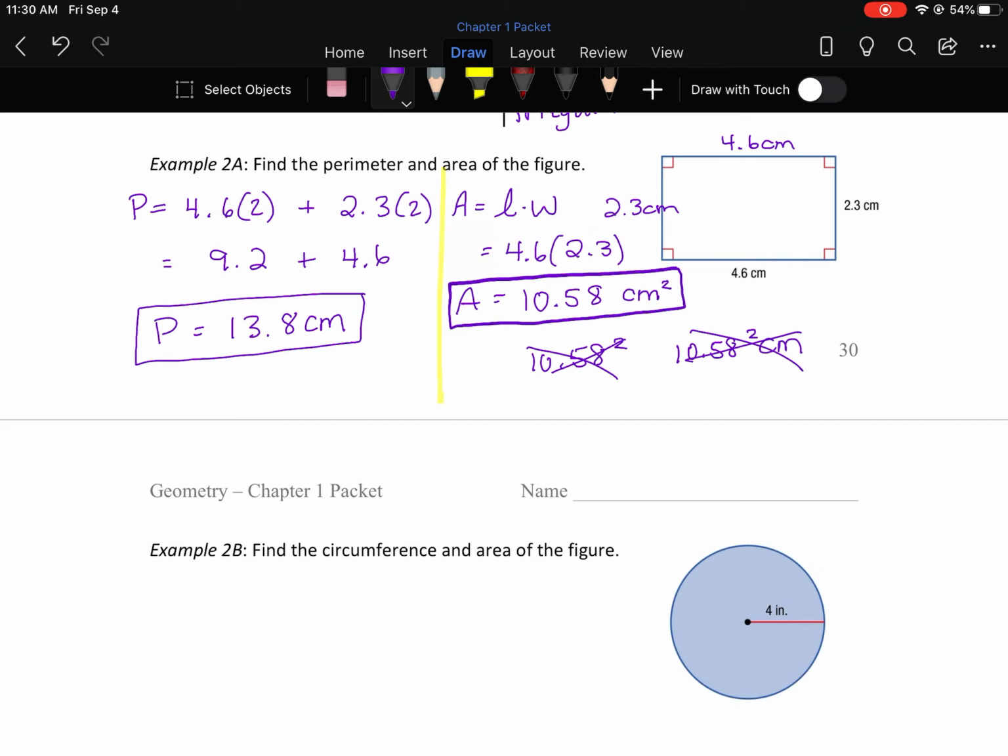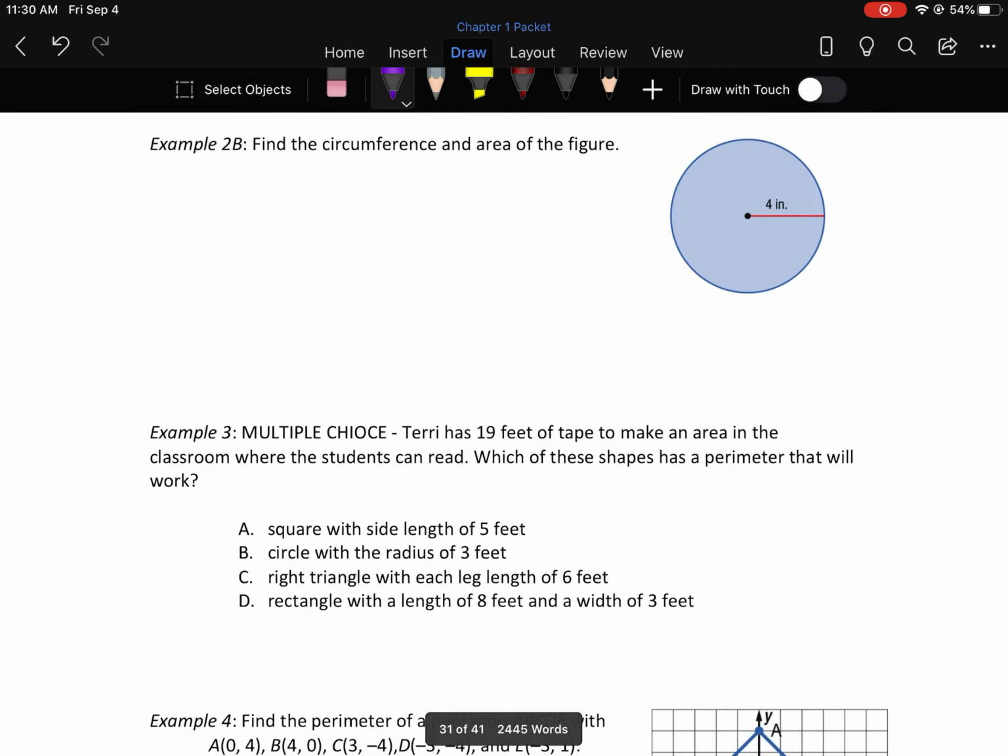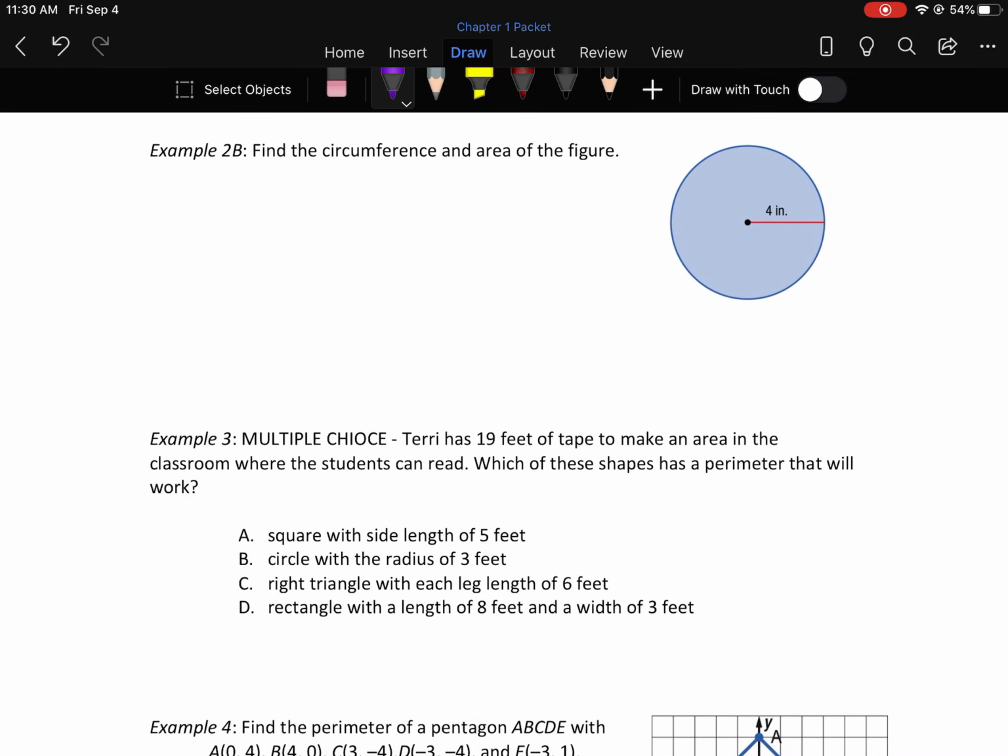So there you have area and perimeter. All right, but not every shape is a polygon. So let's take a look at example 2, where we have to find the circumference and area of the circle.